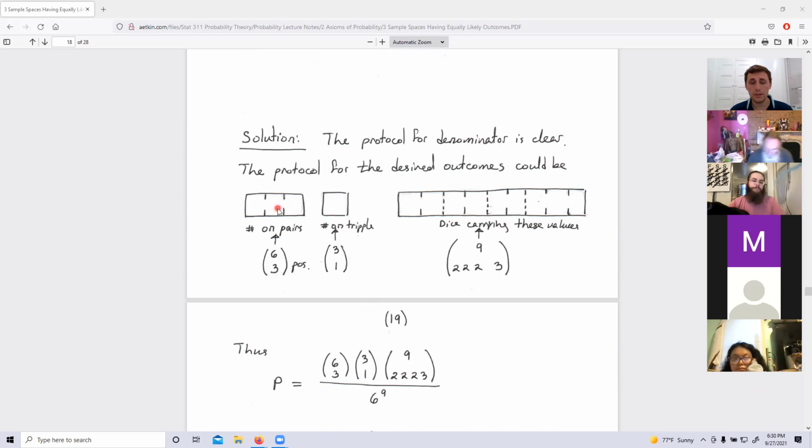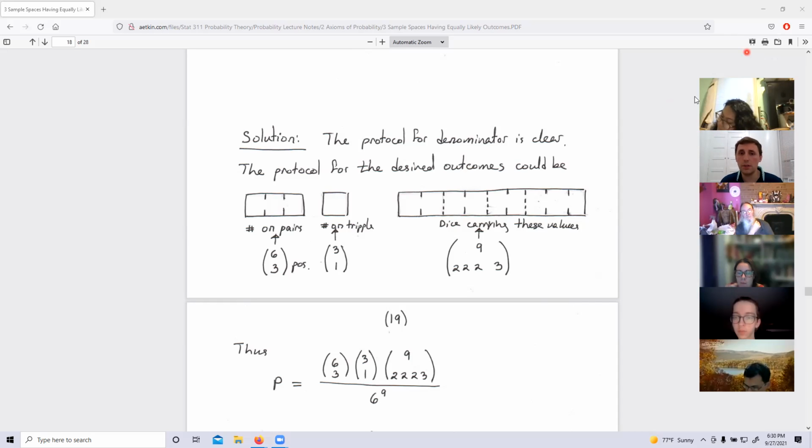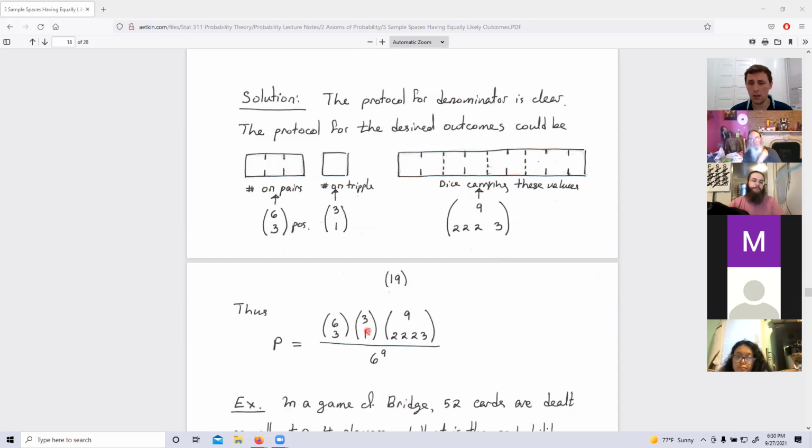Now, what are the possibilities for the pairs? We need to select 3 pairs. Do you agree? Very good, Barry. 3 pairs. So 6 choose 3 are the values for each pair, and I will place them in order: smallest pair, middle pair, largest pair. And then 3 choose 1 for the triple. Do you agree? So altogether, the first boxes tell me only the numbers displayed, nothing more. So that's 6 choose 3, 3 choose 1, and then I need to decide which dice display them.